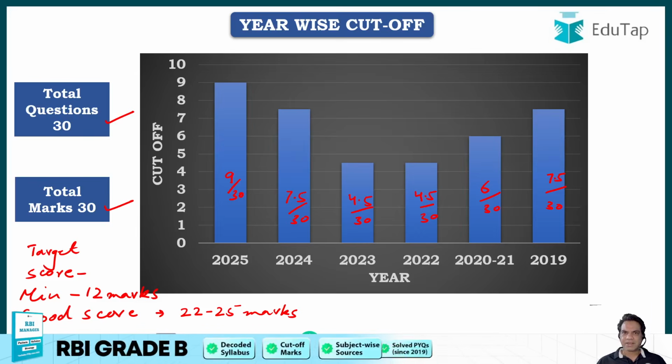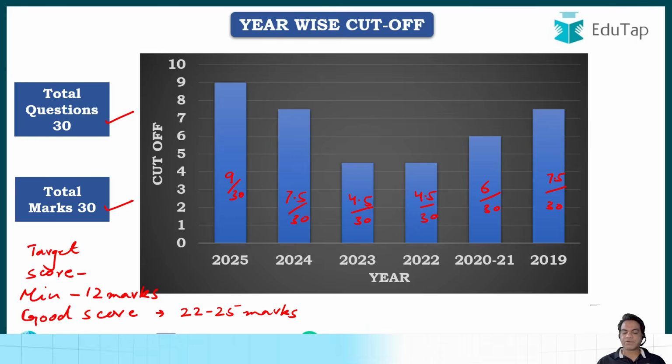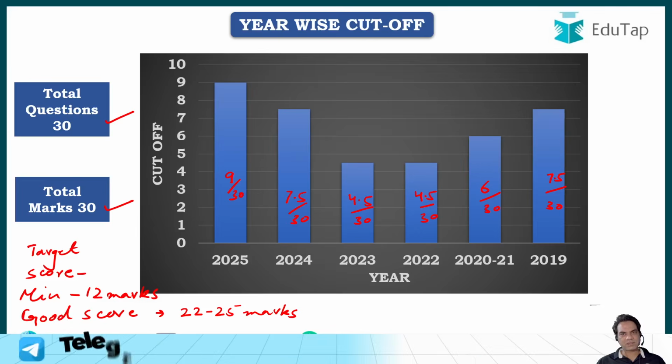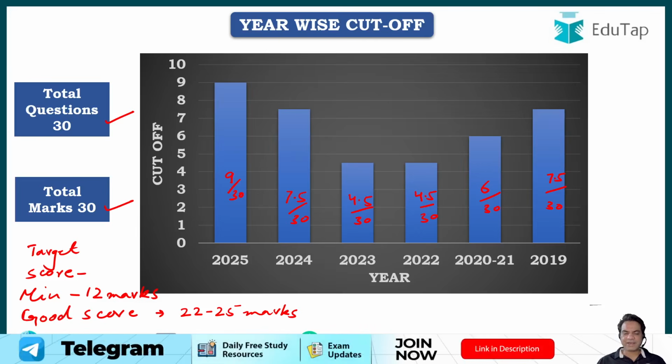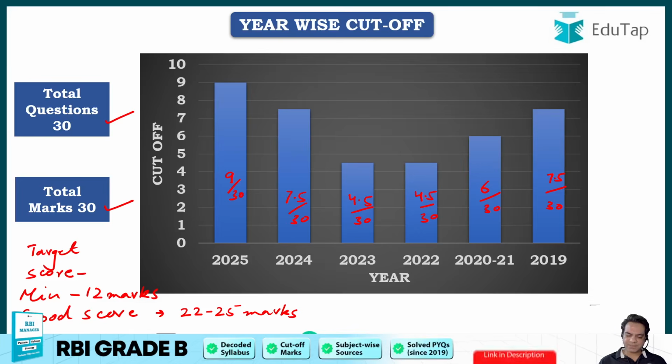I'm not saying bad, but 18 to 22 is the lower limit, because there is an aggregate cutoff as well to be able to clear the phase 1 exam, right? So 22 to 25 marks would be called an excellent score. Anything between 18 to 22, good score. Minimum is 12 marks. So prepare accordingly and target at least 25 to 26 questions in your English section. So that is the year-wise cutoff and a safe score for this exam.